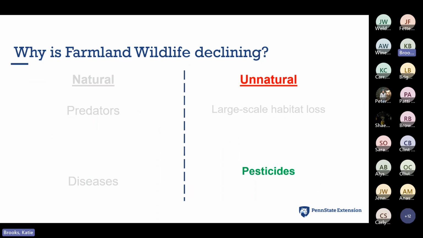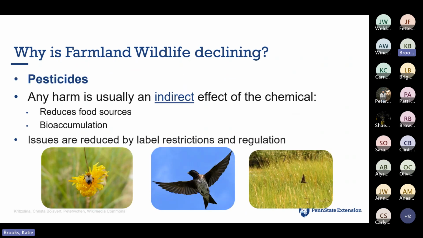So we're going to start then talking about some of the unnatural reasons or unnatural causes of population decline. So starting with pesticides, typically pesticides are not directly killing wildlife, but they're affecting the plants or insects that wildlife is feeding on. So pesticides kill plants or insects, which first reduces food resources, so less food available, just by the fact that we're killing a food source.